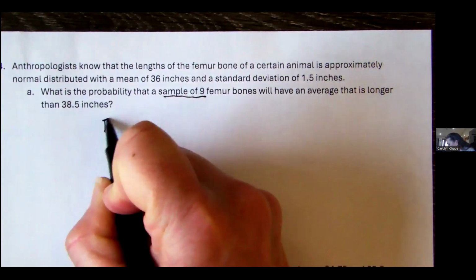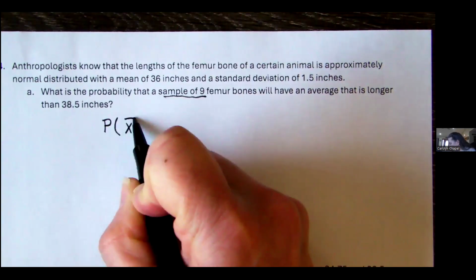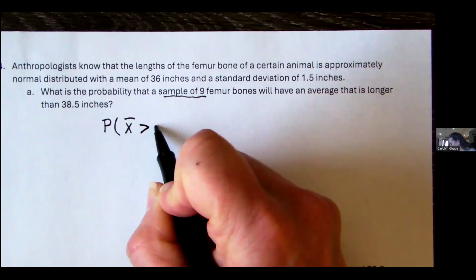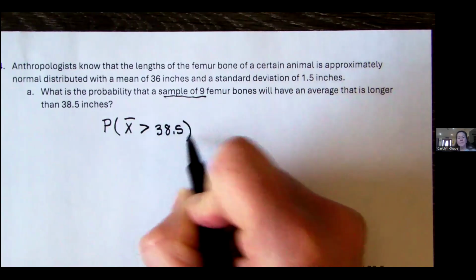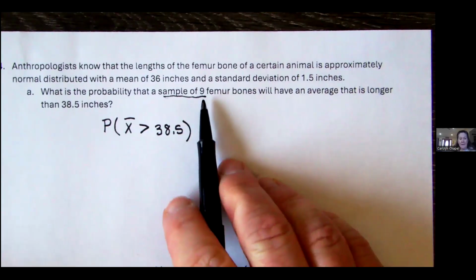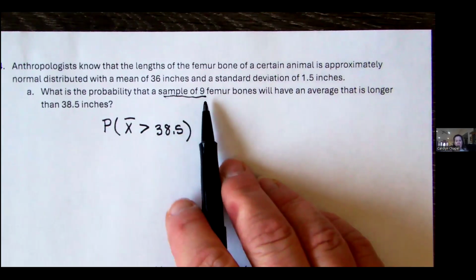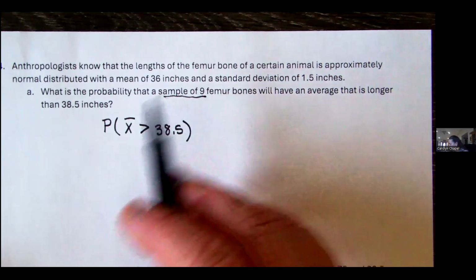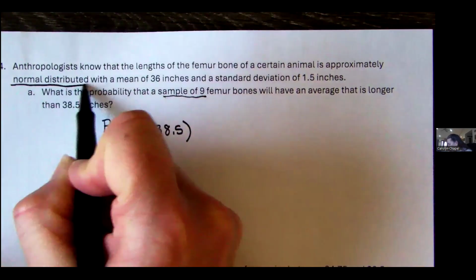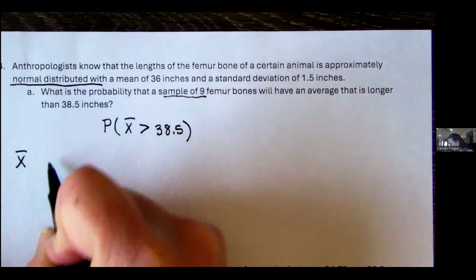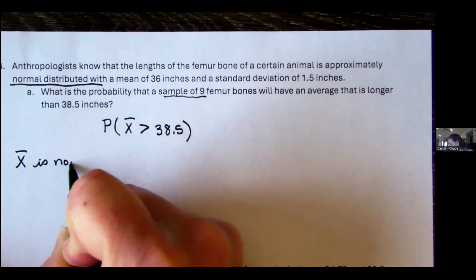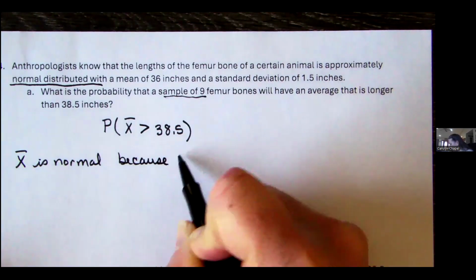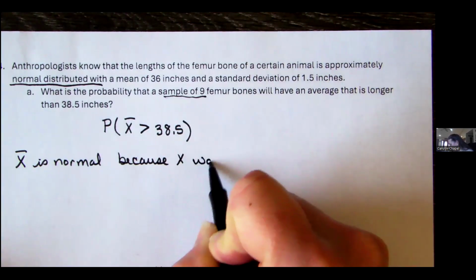So we're looking at what is the probability that that sample will have an average that is longer than 38.5. We only took 9. So that's not bigger than that magic number of 30. So we do have to look a little harder and make sure that our original data was normal, and it is. So that means we still can do this problem. And I'll write that on here. X bar is normal because X was normal.